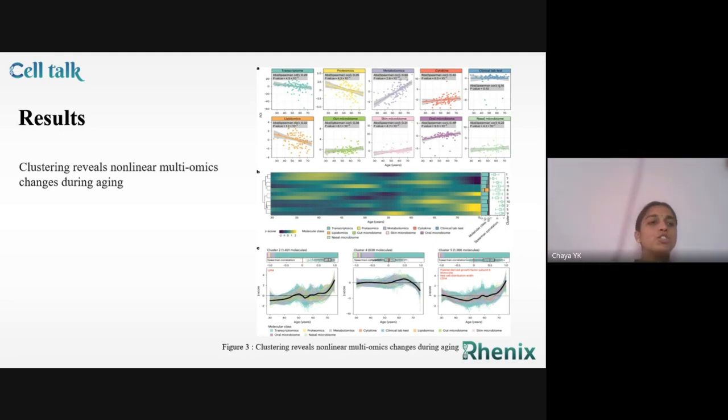And they also checked if menopause in women could explain the transition seen around 55 years of age, but found that both men and women showed similar patterns, suggesting this change is a common feature in aging.